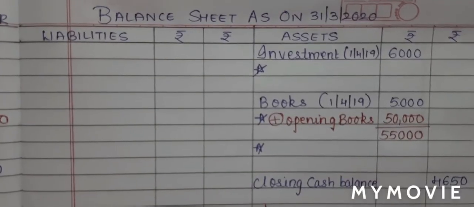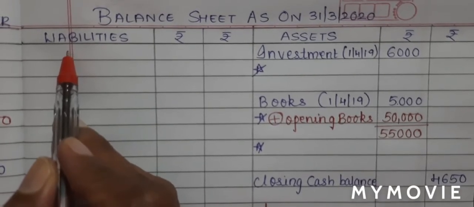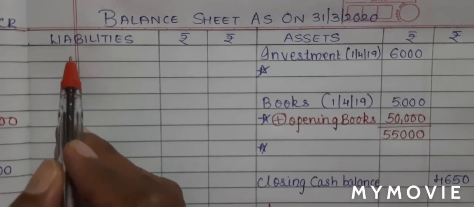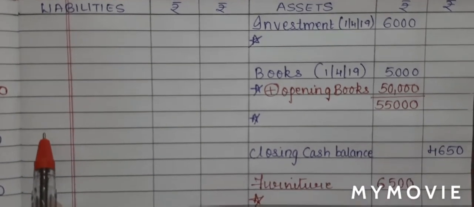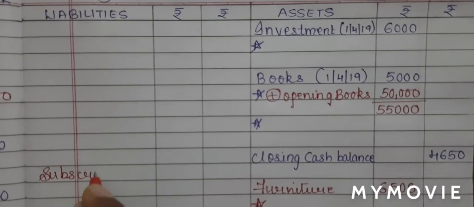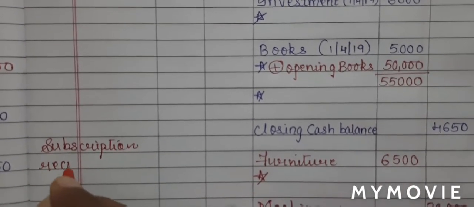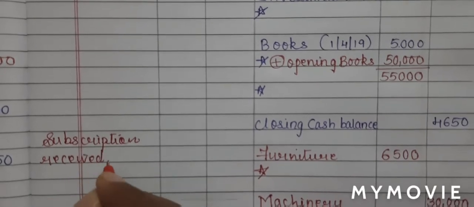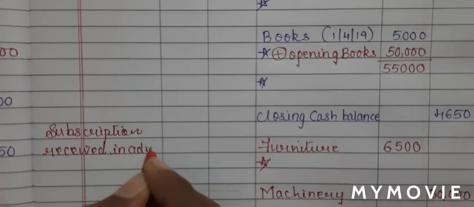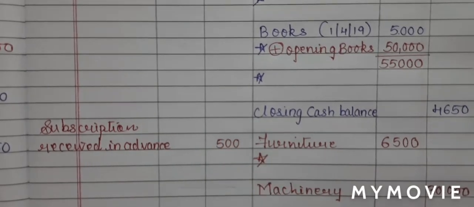My second effect will be on the liability side because it is an income which is received in advance. So first I'll leave around 3 to 4 lines students, and then I will write subscription received in advance. In the outer column 500.